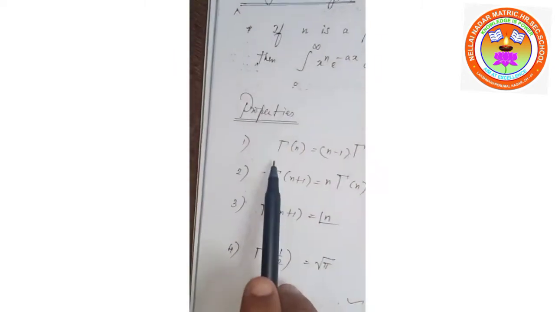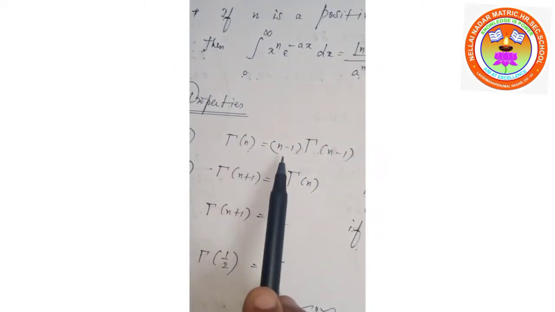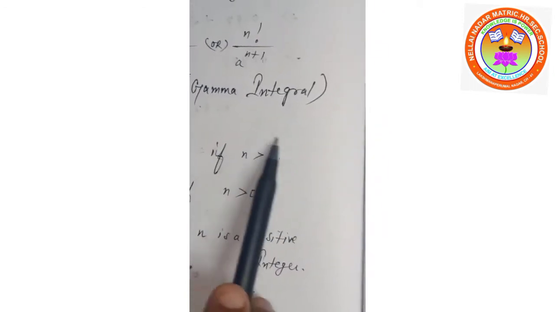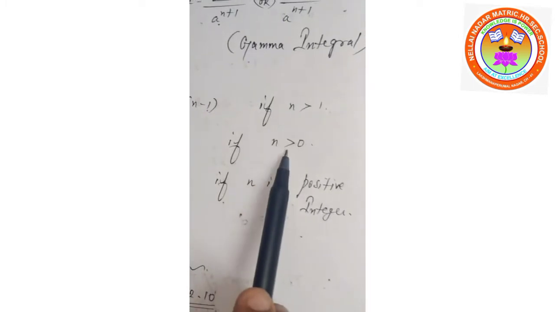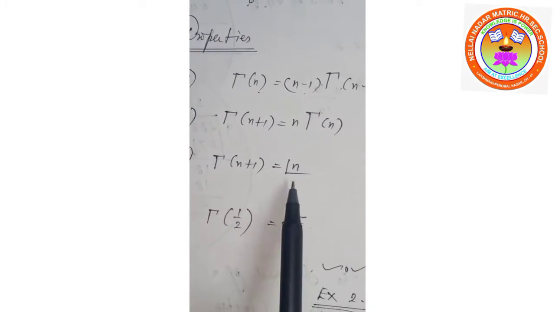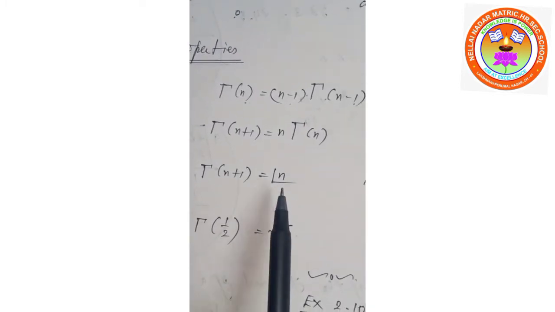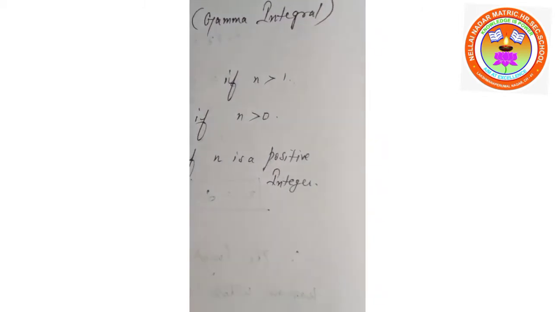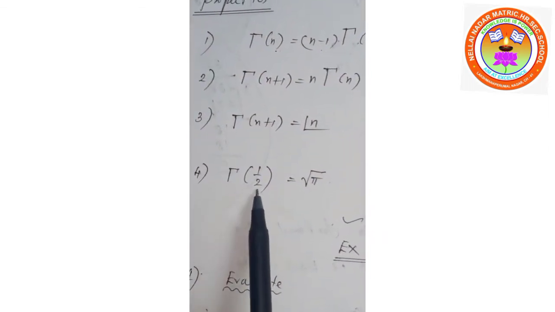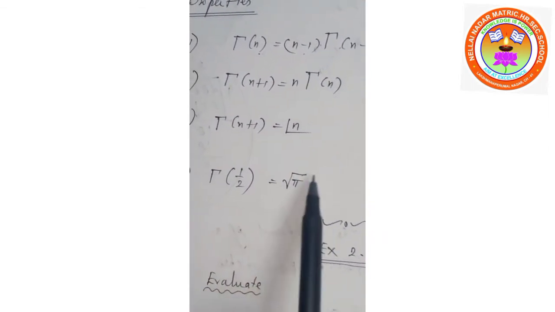Now, property number 1: gamma of n equals n minus 1 into gamma of n minus 1, if n is greater than 1. Second one: gamma of n plus 1 equals n into gamma of n, if n is greater than 0. Third one: gamma of n plus 1 equals factorial n. It's a very important one. This property is applicable if n is a positive integer. And the fourth one: gamma of 1 by 2 equals root pi.